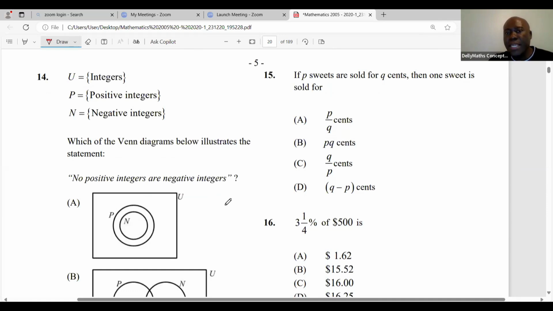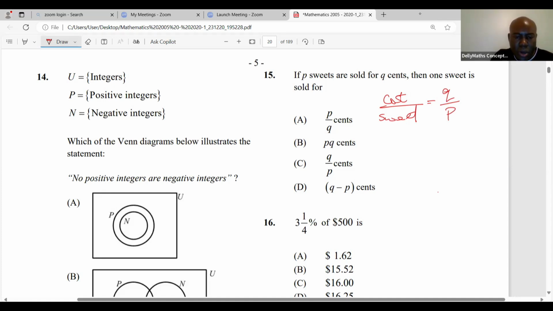Question 15, if P sweets are sold at Q cents, then one sweet is going to equal what? So one sweet is sold for what? What you want to do is put the sweets at the bottom, based on the fact that you want to know the cost for one. So I'm going to put the number of sweets at the bottom and the cost at the top. If P sweets are sold at Q cents, I'm going to put the Q at the top and the P at the bottom.